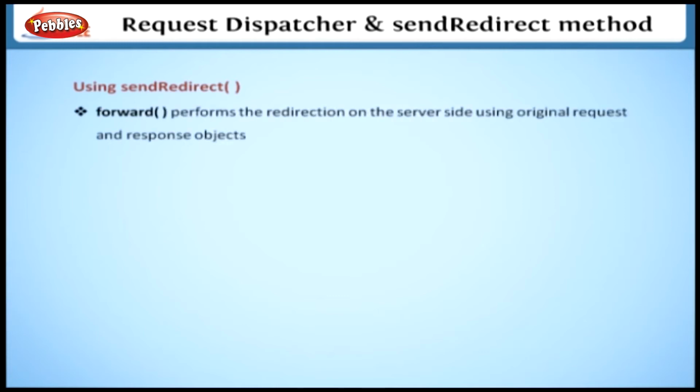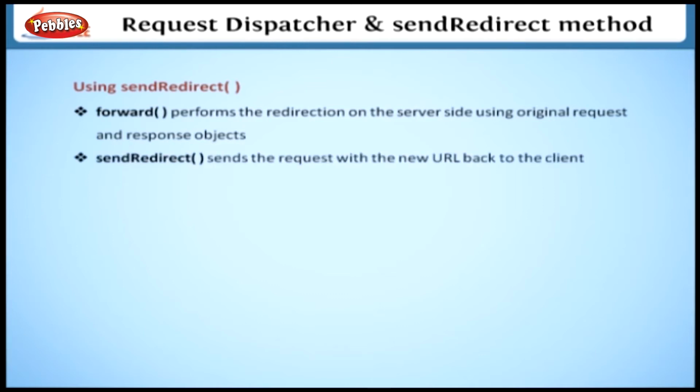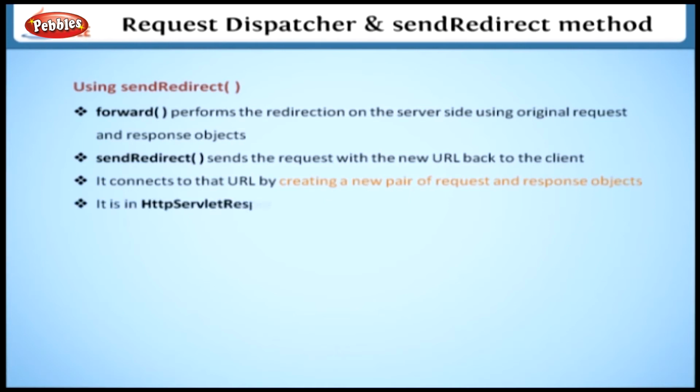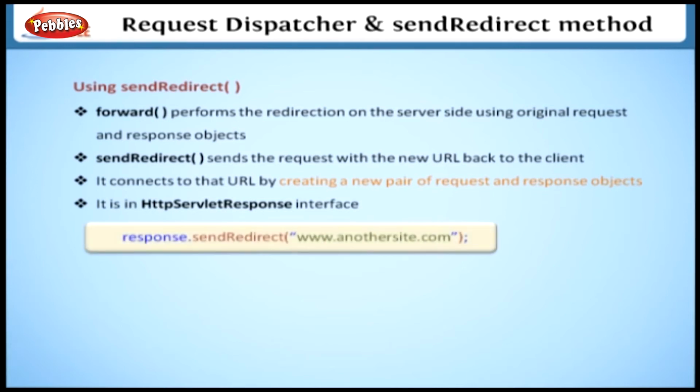The next technique is using the sendRedirect method. As we have seen earlier, the forward method performs the redirection on the server side using the original request and response objects. But the sendRedirect method sends the request with the new URL back to the client, and then it connects to the URL by creating a new pair of request and response objects. The sendRedirect is a method in the HttpServletResponse interface, and the code will be like this.